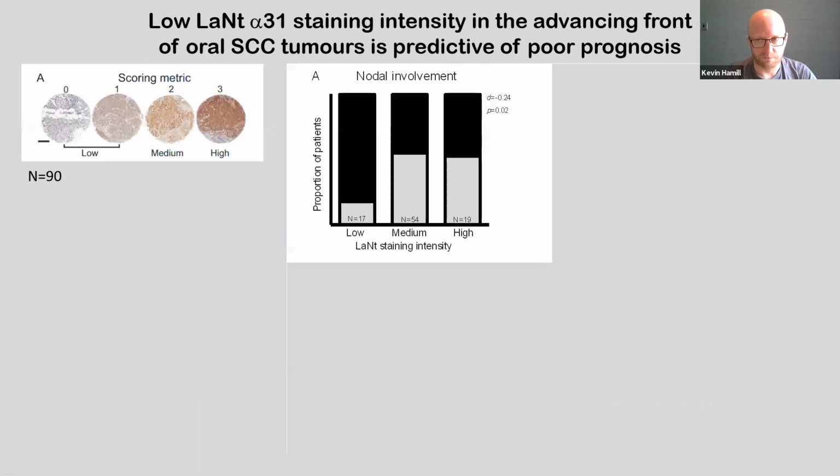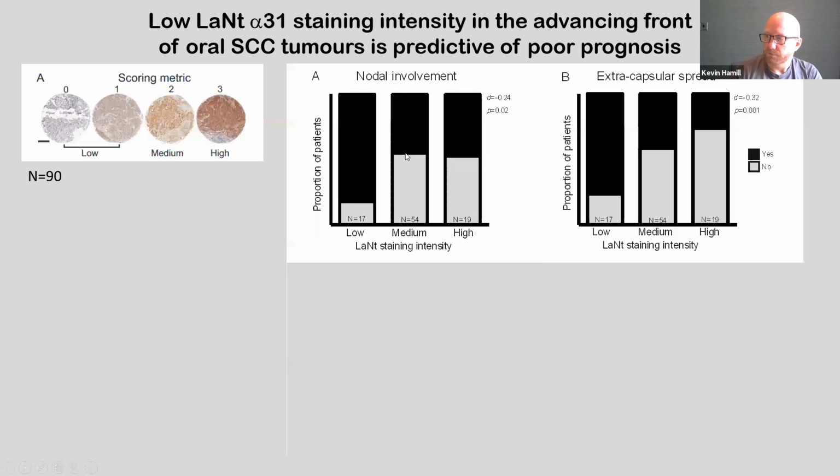So what we did was we processed 90 other oral SCCs and advancing fronts, and then scored them based on the relative intensity of their LaNt staining. And what we see is, I need to put the key on. The ones that actually have the lowest LaNt expression were more likely to have nodal involvement and extracapsular spread. Those two things are obviously linked to each other.